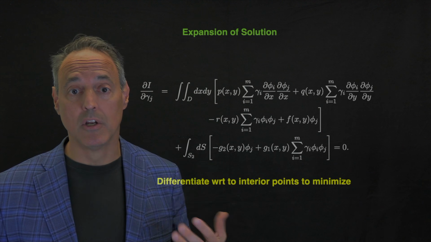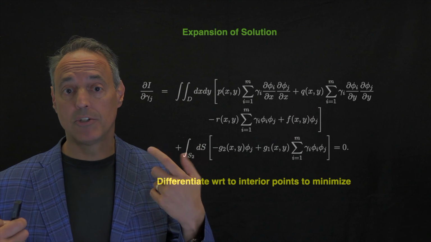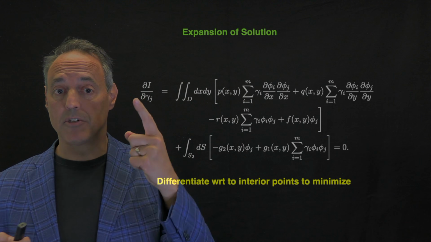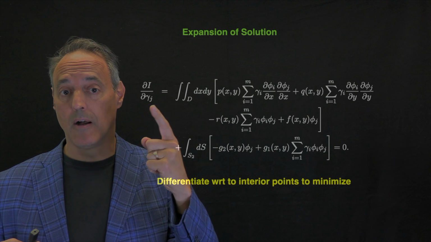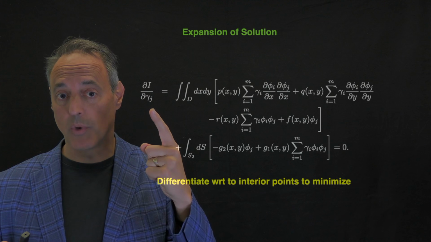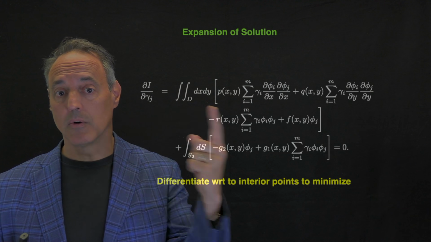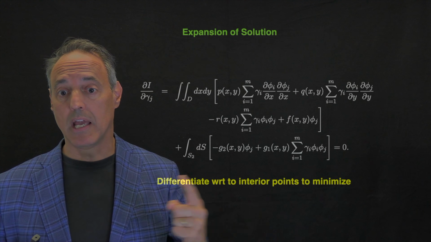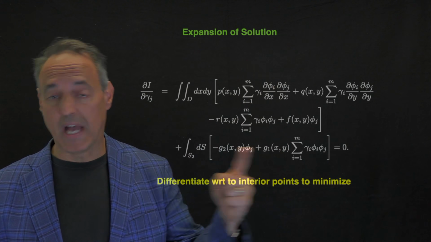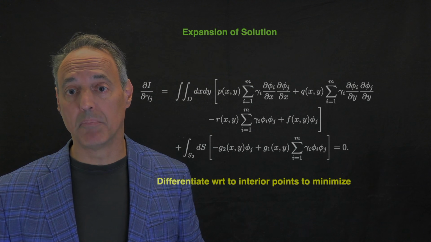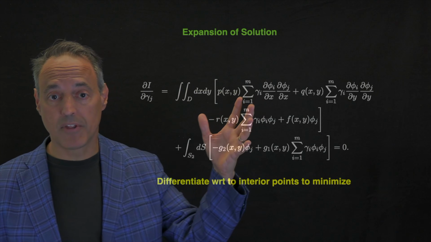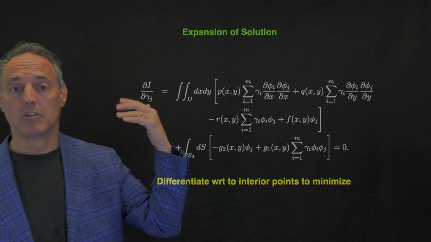I'm going to differentiate this solution now. Remember, before I was differentiating with respect to u, but now I'm going to differentiate with respect to each of the interior points, the parameterization of the inner points, the weights of the inner points, and set it to 0 and minimize this, and that's the computation that's going to give me the solution of my PDE. So if you take the derivative of this with respect to the parameters, look for the minimum.